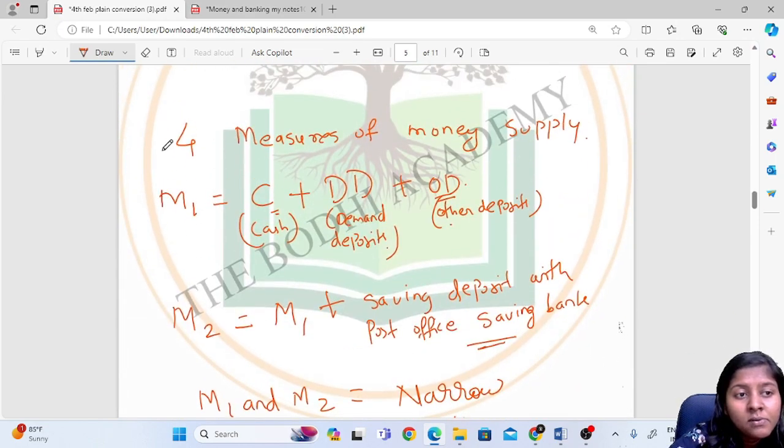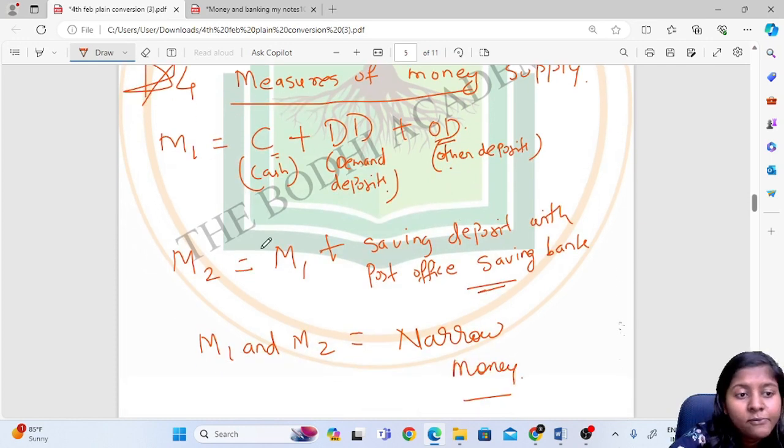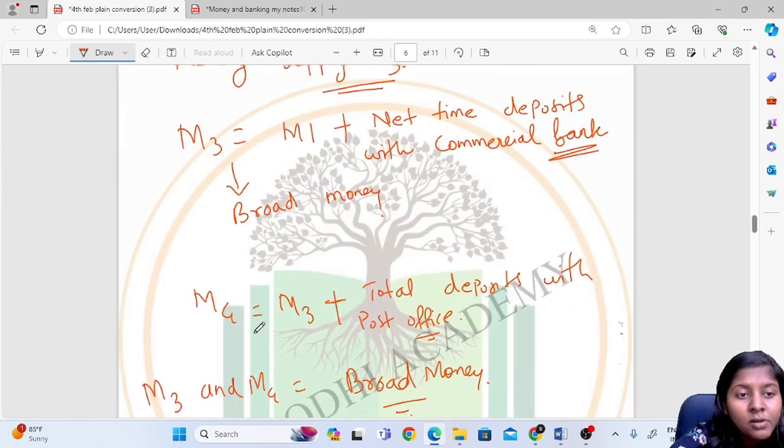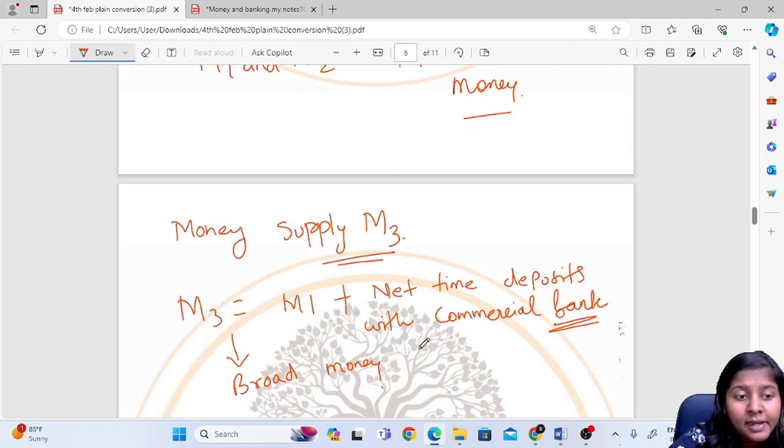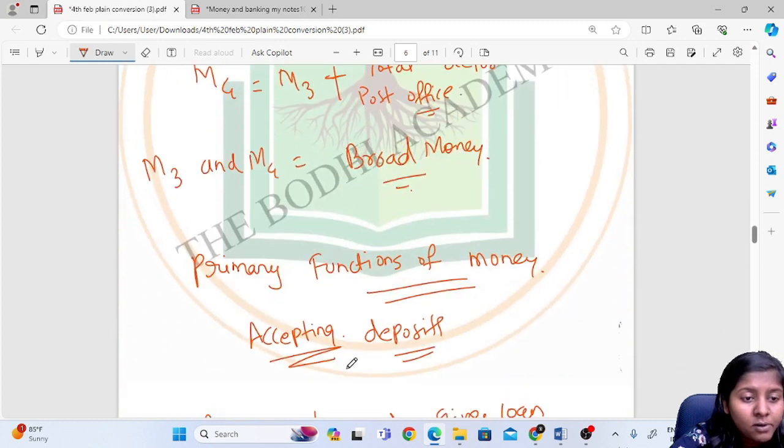And this is a very important question: which are the four measures of money supply: M1, M2, M3 and M4. M1 and M2 are called narrow money, and M3 and M4 are called broad money.